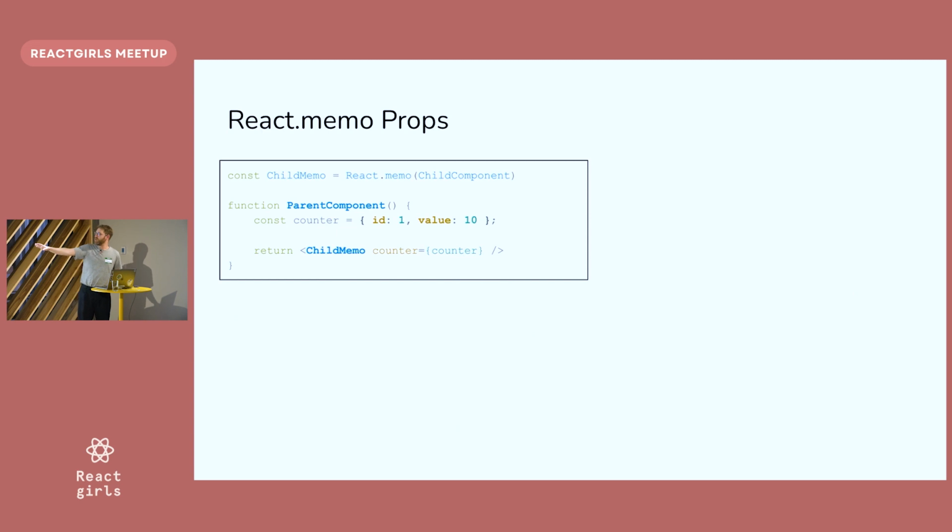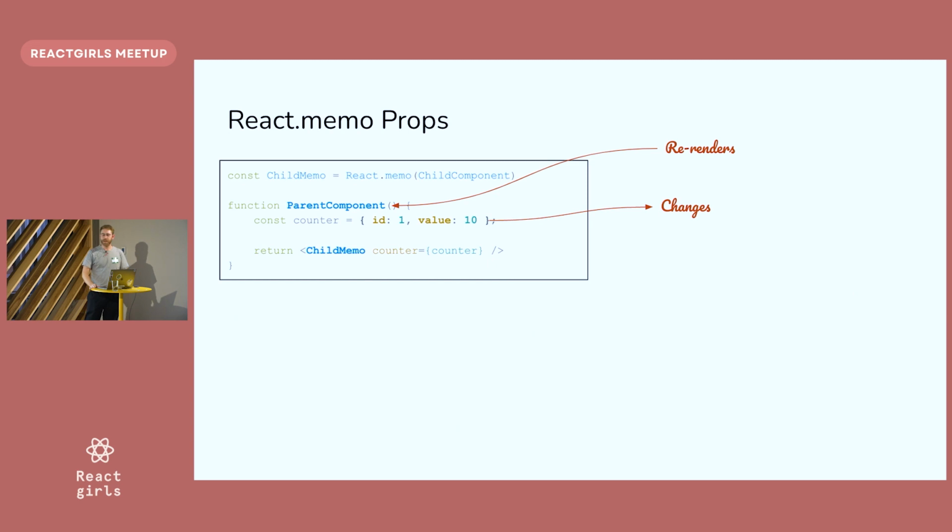Okay, so here we have a similar thing as before. We're memoizing the child component, and we're passing it a prop. And this prop is an object, with some static values inside, some ID 1, value 10. So if the parent component re-renders, will the child memo re-render?